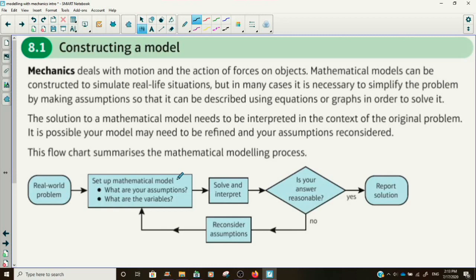Things like that. So those are modelling assumptions that you would need to write down, and the variables that you're going to use in your formula to predict the height after a certain amount of time. So what variables are you going to use? You might want to use h for height, t for time, and so on. So you'd need to write them down.